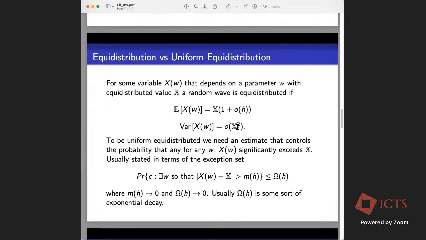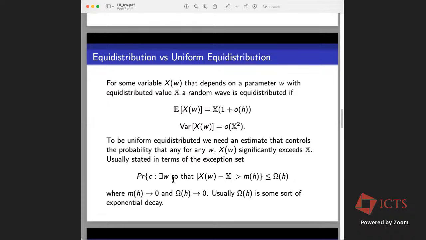Uniform equidistributed: you want it to be equidistributed for every value of the parameter simultaneously. So what you want to do is look at your parameter W and ask, what is the probability of the set so that you exceed the average value? So in this set, I look at random variables that exceed the average value, and I put some measure on how much I must exceed the average value.